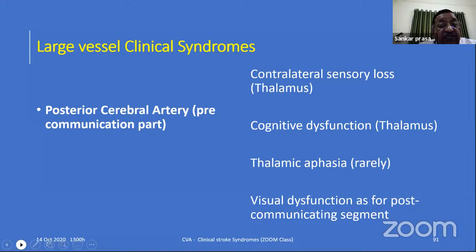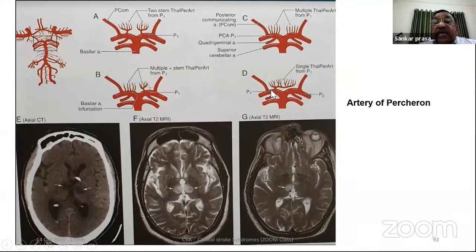And there are some branches which are important, and there is a single artery of Percheron which can supply bilateral thalamus. So this is the artery of Percheron infarction, and if this happens, the individual will be sleeping a lot or morose, and this type of MRI picture is seen because of the abnormality of the thalamic perforators. The posterior cerebral artery is connected with the posterior communicating artery in the circle of Willis, and there are some perforators. If these perforators originate from one side, that is called artery of Percheron.